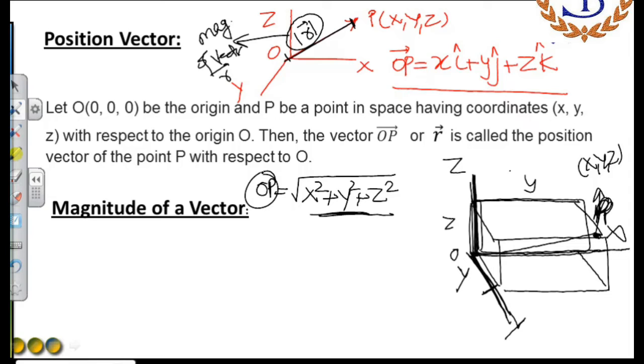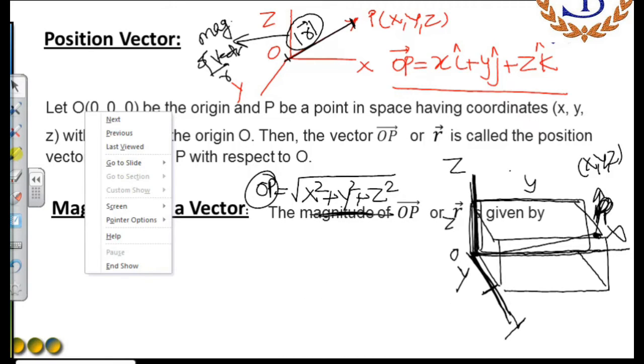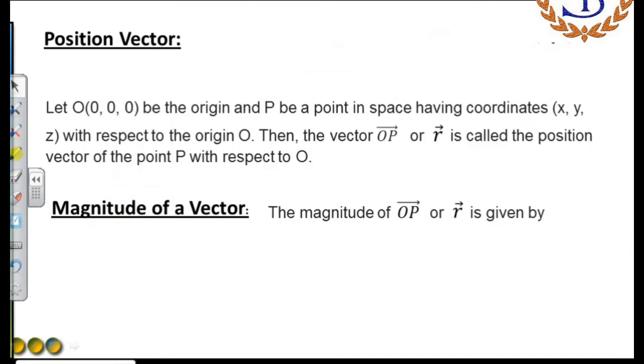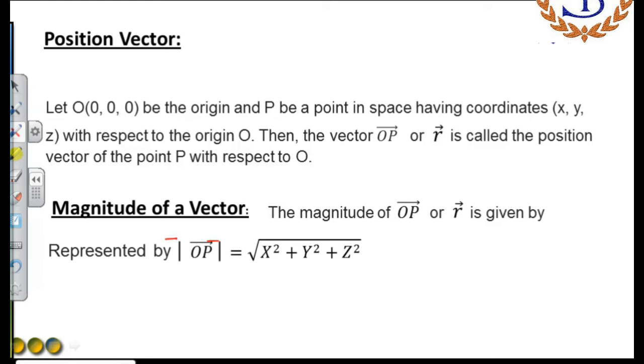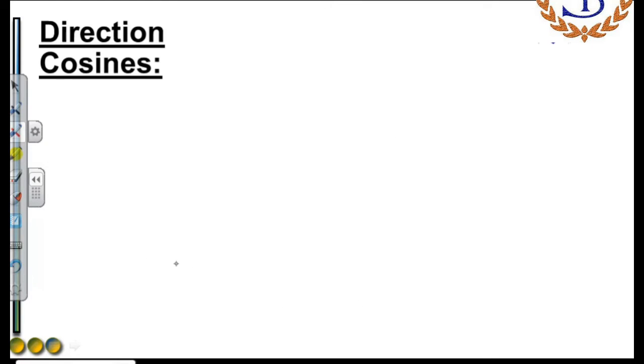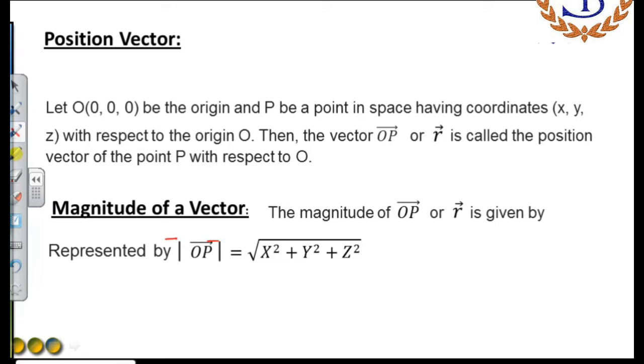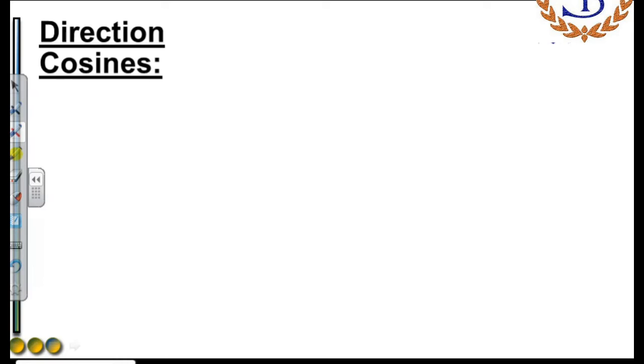So how can it be written? Let's see. It is written like this, represented by two vertical lines around the vector OP. Two vertical lines around a vector represent its magnitude, and this is the formula to find the magnitude of a vector. Okay, is this clear to all of you?